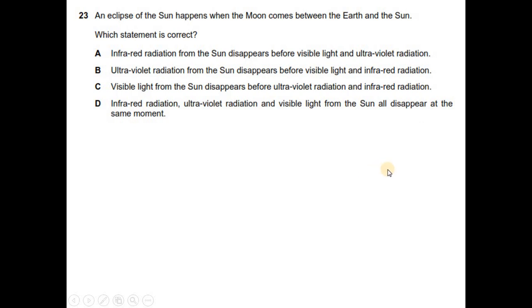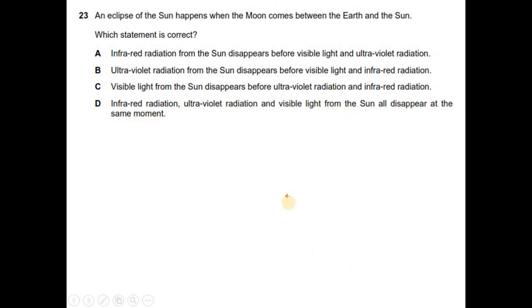Question 23. An eclipse of the sun happens when the moon comes between the earth and the sun. Which statement is correct? Infrared radiation from the sun disappears before visible light and ultraviolet radiation; ultraviolet radiation from the sun disappears before the visible light and infrared; visible light disappears before ultraviolet and infrared; or ultraviolet, infrared and visible light from the sun all disappear at the same moment.